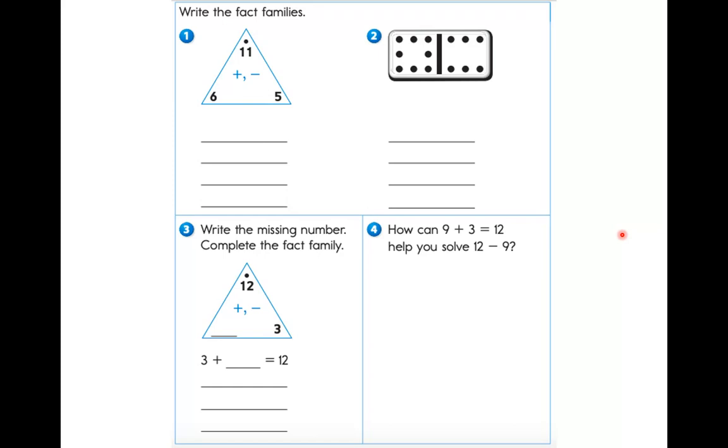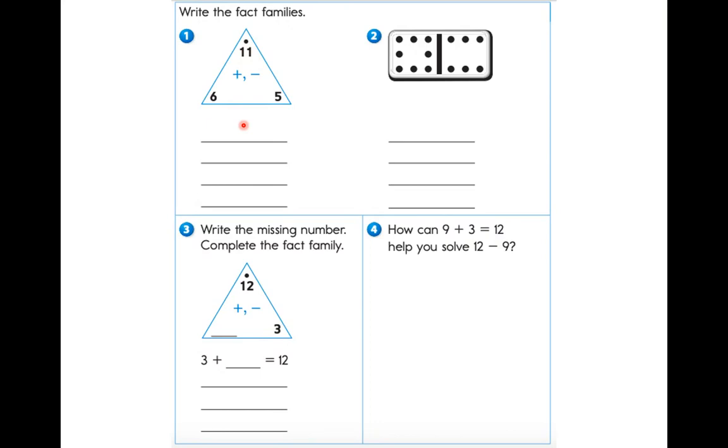Let's keep on reviewing today with some fact families. This is something that we also have been practicing for a while. And so I want us to review our fact family triangle. Remember, the two numbers at the bottom of our triangle are our two small addends, and then they add up to be our larger sum, indicated by the dot up at the top.